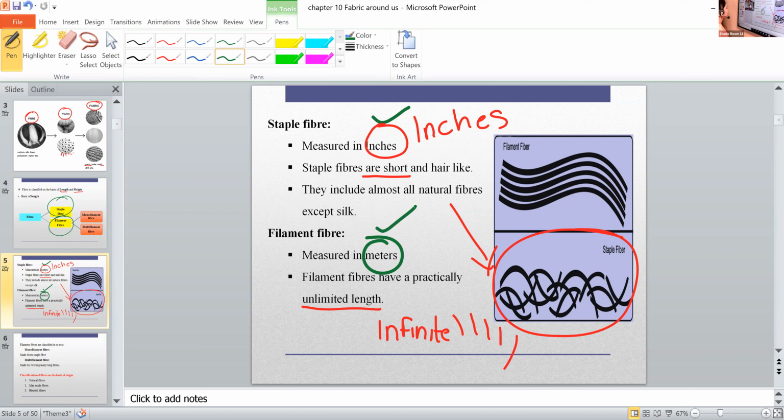Staple fibers are the short fibers. Filament fibers are the long fibers, or the unlimited fibers. You can see the picture, right? It's like this. It's a continuous, long fiber. That is a filament fiber. Is it clear, Reena?